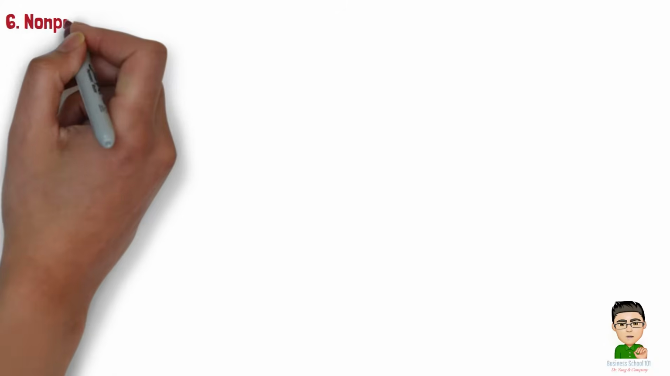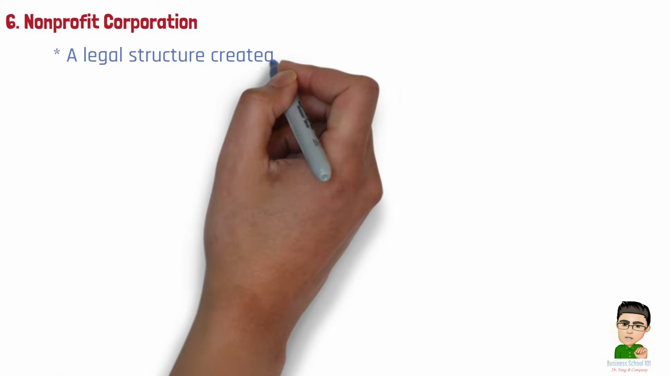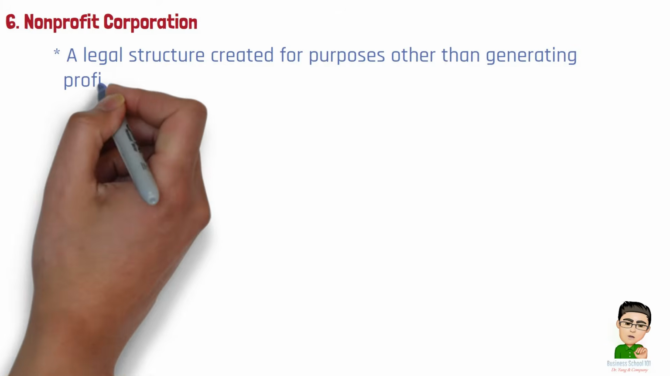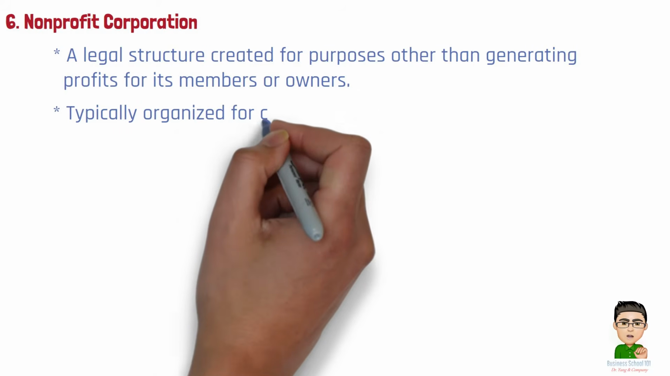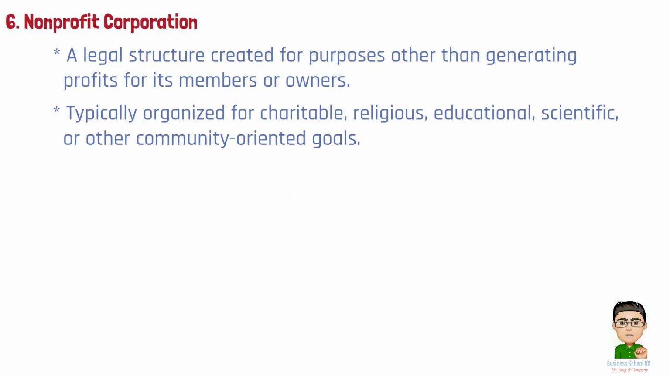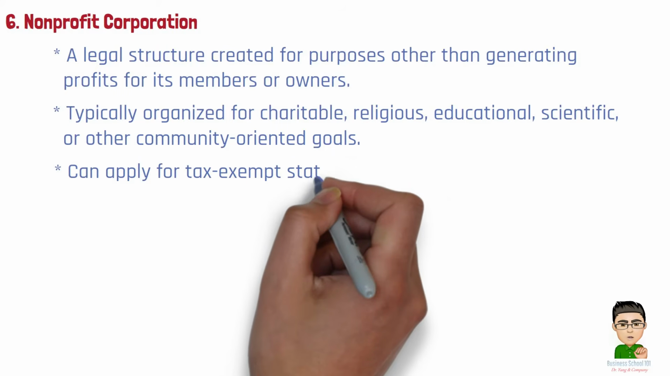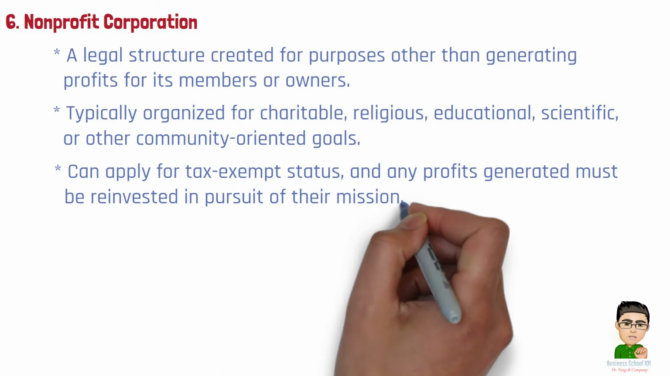Type 6. Nonprofit corporation. A nonprofit corporation is a legal structure created for purposes other than generating profits for its members or owners. Nonprofits are typically organized for charitable, religious, educational, scientific, or other community-oriented goals. They can apply for tax-exempt status, and any profits generated must be reinvested in pursuit of their mission.